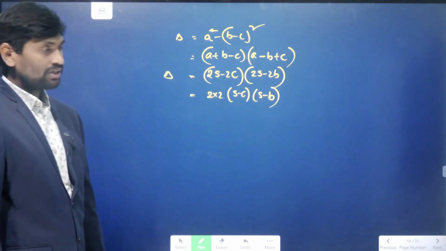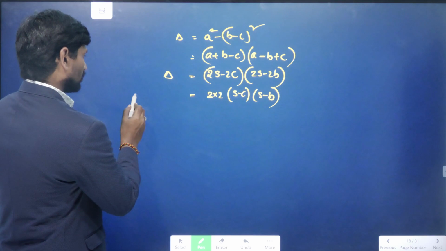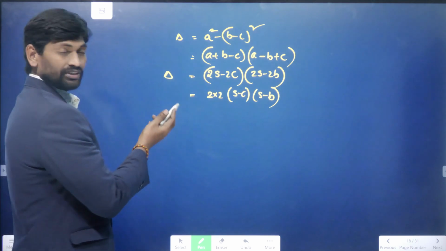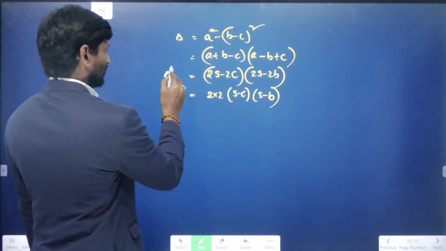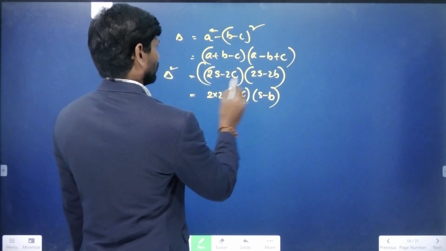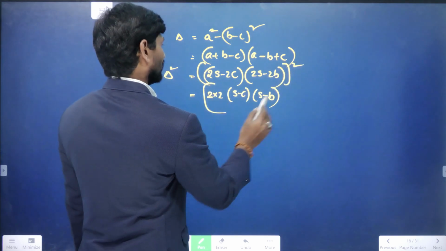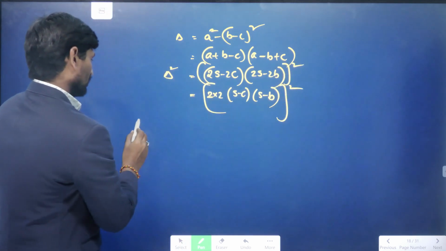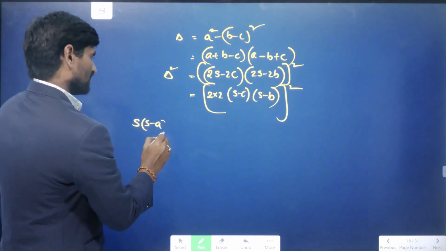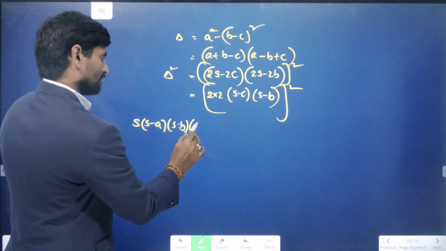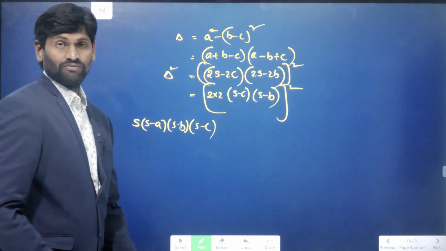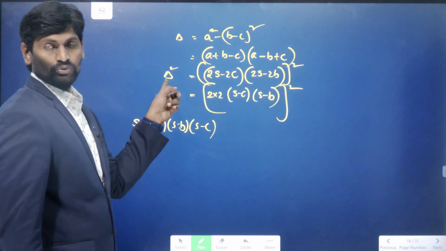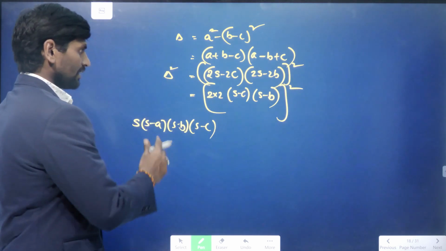But what is the formula for delta? Delta is nothing but root over. I am squaring on both sides here, that means this entire term squaring, and this entire term also becomes squaring. So delta square is s into (s minus a) into (s minus b) into (s minus c), the area of triangle formula under root. But when I am squaring it, the root cancels, so the remaining terms will be there.